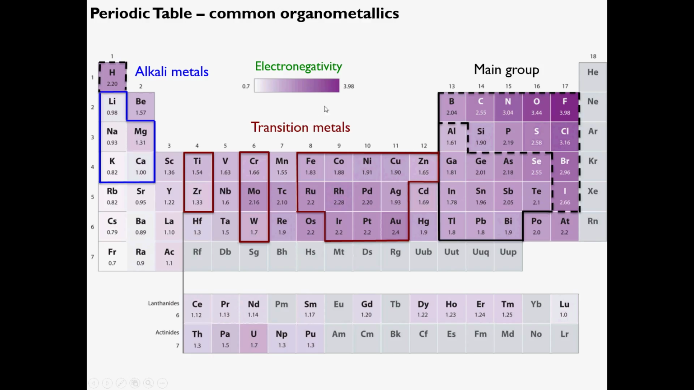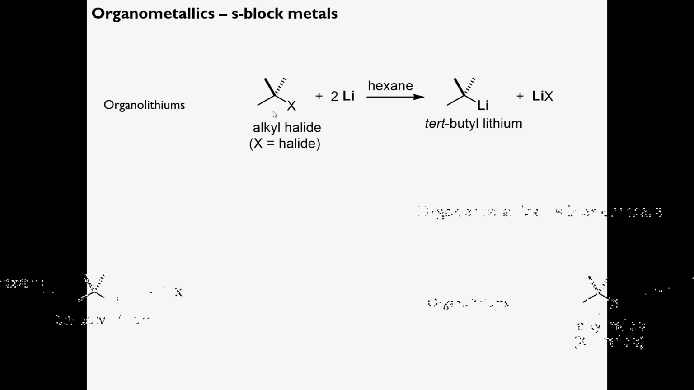So really, if we open our horizons to using metals in organic chemistry, we have much more to play with, and that expands our ability to do synthetic chemistry. So let's talk about how we would make some S-block organometallic compounds.